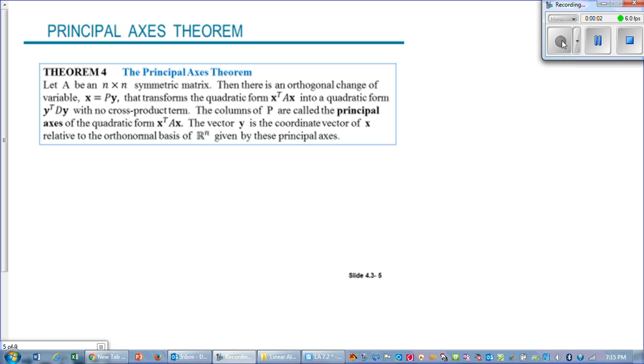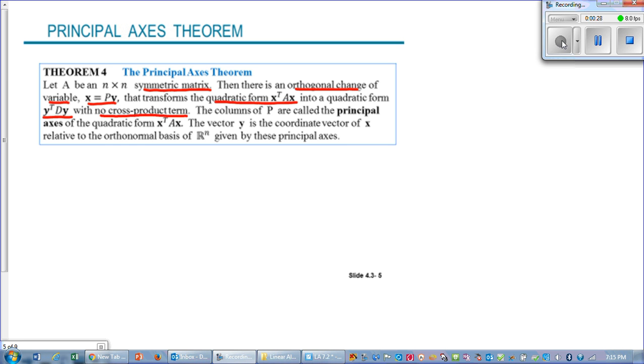I want to start with the principal axes theorem again, since we're going to look at the quadratic forms geometrically. Let A be a symmetric matrix. Then there's an orthogonal change of variable, x equals Py, that will take the quadratic form x transpose Ax into the quadratic form y transpose Dy, which will have no cross product term.